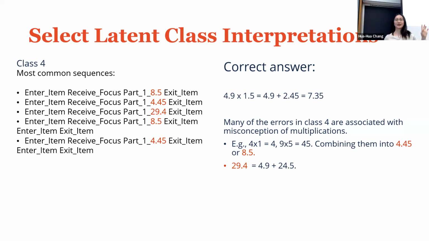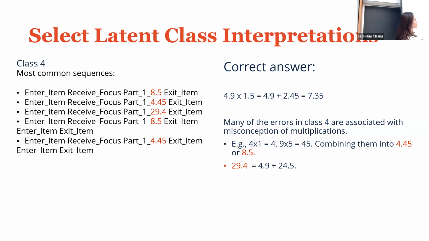It turns out some students were solving the multiplication by separately multiplying the part left of the decimal and the part right of the decimal. If you multiply the parts left of the decimal point, it's 4 times 1, which gives you 4. If you multiply the parts right of the decimal, it's 9 times 5, which is 45. And if you somehow shovel these 2 numbers together, you either get 4.45 or 4 plus 4.5, which is 8.5. So that was quite cute. The other mistake was 29.4, which my student figured out was actually summing up 4.9 and 24.5.